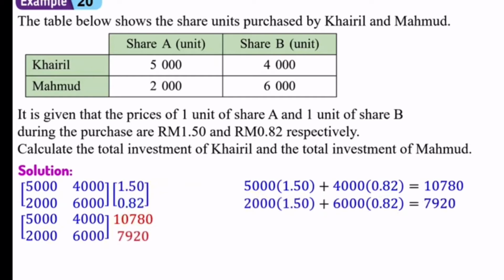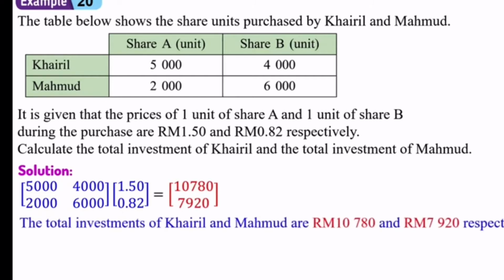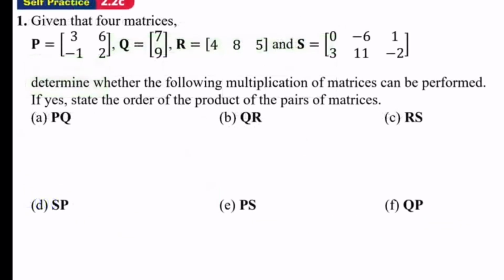So we will multiply the matrix with the price. Okay, so let's convert the table into a matrix, which is 5,000, 4,000, and then 2,000 and 6,000 as the number of units. Then we multiply with the price for the corresponding share, and we get the answer. Alright, so let's see this one. We're going to solve the exercise.